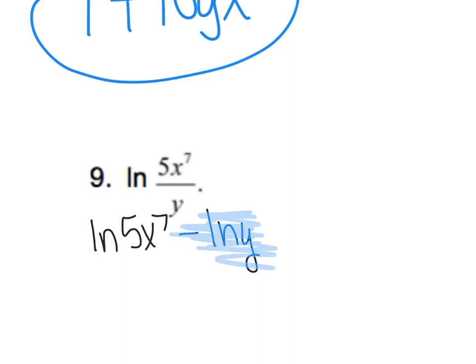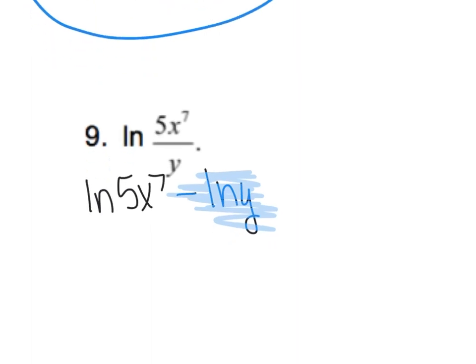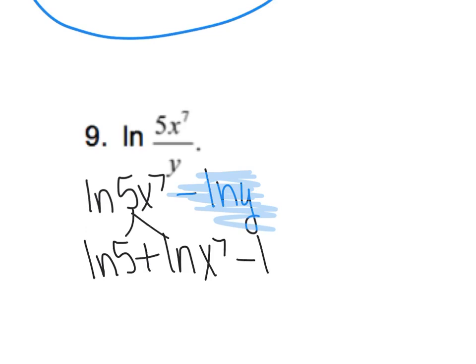However, the natural log of 5x to the 7th has a couple of things. First of all, it has multiplication because there's 5 times x to the 7th. So let's go ahead and rewrite that. So we'd have the natural log of 5 plus the natural log of x to the 7th. That's just taking and breaking those two pieces apart, minus the natural log of y. That's all good. There's nothing that we need to change with that.